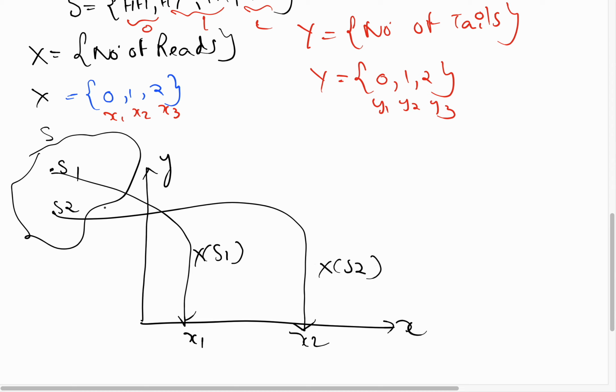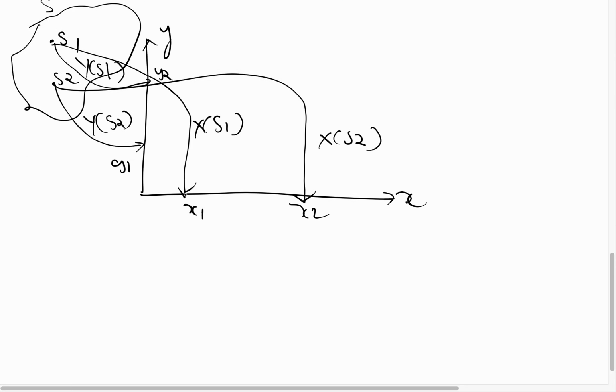Also the mapping can be on the y axis. The mapping here is my y1, this is Y of S2, and my mapping here is Y of S1, and y2 here. These are my two mappings, and if I drop it down like this, I am going to have x1 and y1 here, and here x2 and y2.